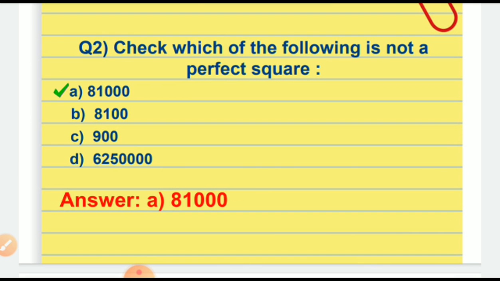Check which of the following is not a perfect square. Yes, our second point was there. Check out the zeros. Are the zeros odd or even? Odd zeros should not be there. Even zeros may be there. So beta, first option A is having 81,000. 81,000 has 3 zeros. So you can say immediately this is not a perfect square.